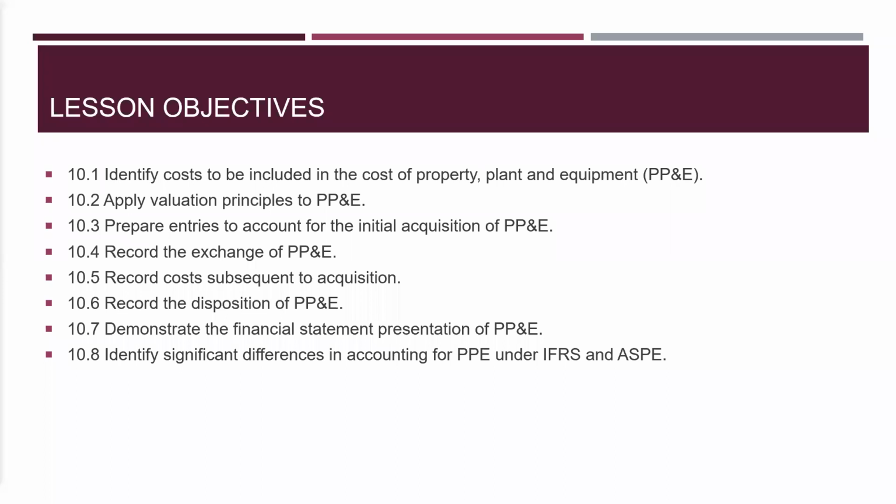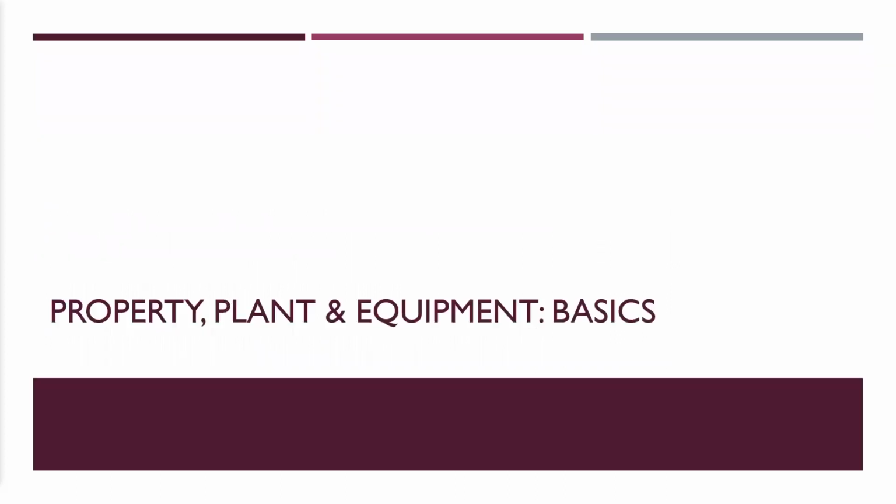Our learning objectives for this topic are to identify the costs that will be included in property, plant, and equipment, and the various valuation models that are available for PP&E. How do we prepare the entries to account for the initial acquisition of property, plant, and equipment? What happens when these assets are exchanged for monetary or non-monetary assets? Subsequent costs after acquisition, disposition of property, plant, and equipment, and the financial statement representation, and of course, the differences between IFRS and ASPE. So let's start with the basics of property, plant, and equipment.